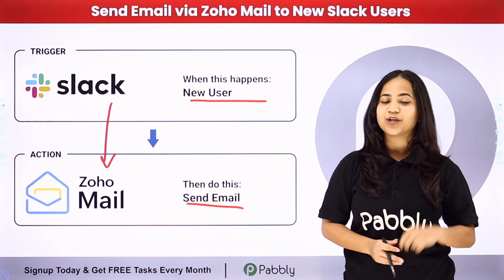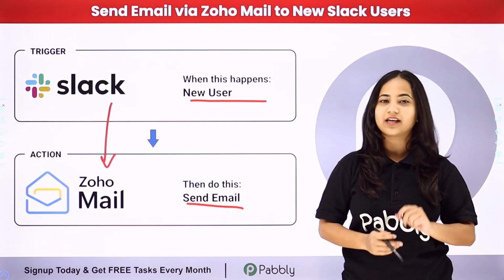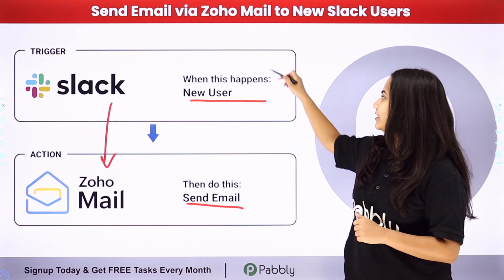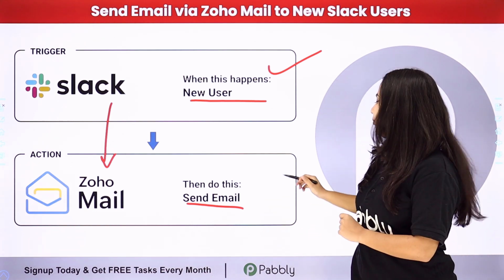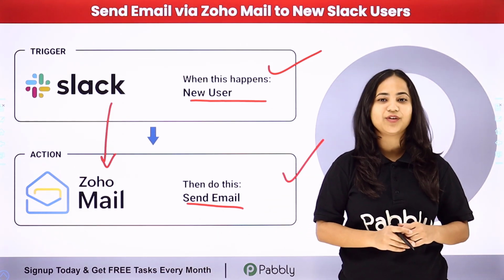Pabbly Connect works on two principles. First is trigger and second is action. Here my trigger application is Slack and my action application is Zoho Mail. To learn how to do this, let me take you to my screen.